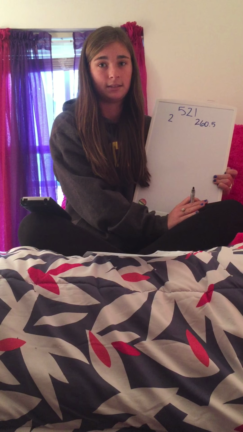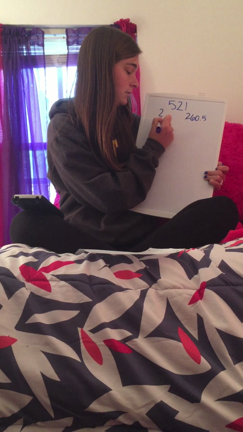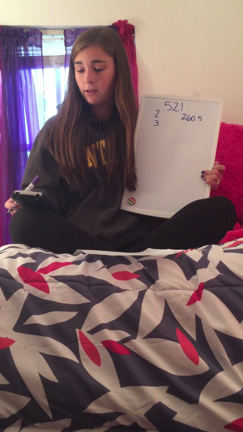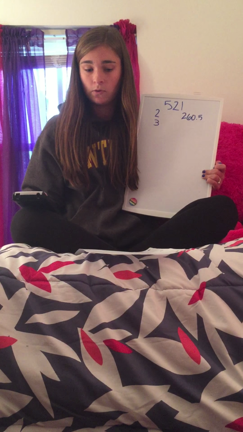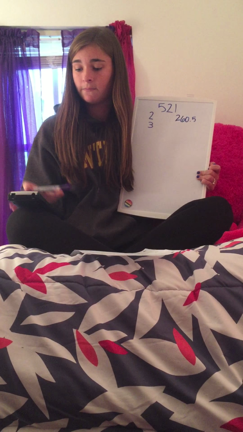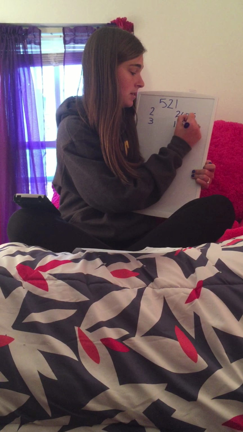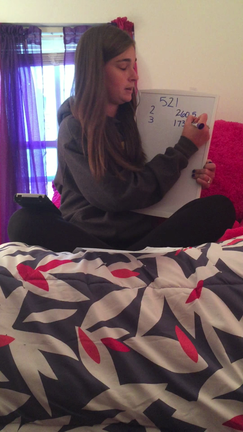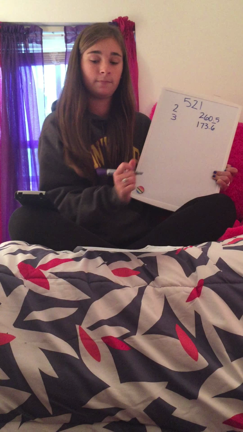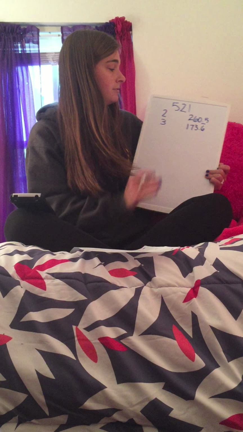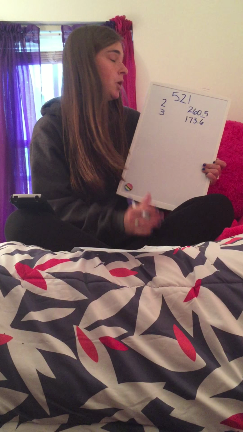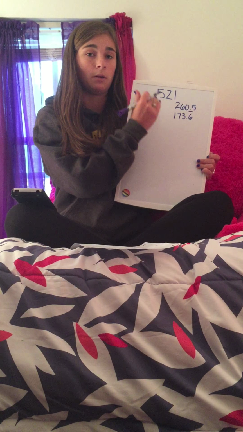So let's try the next number, number 3. You take your calculator and divide 521 by 3, and that is 173.6 repeating. That isn't a factor, so let's try the next number. We don't try 4 because it is a composite number and it's built from the number 2. So you only divide by prime numbers.